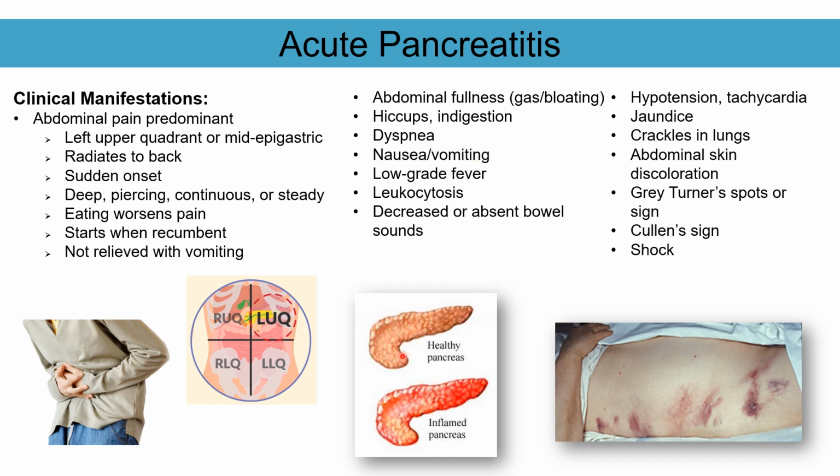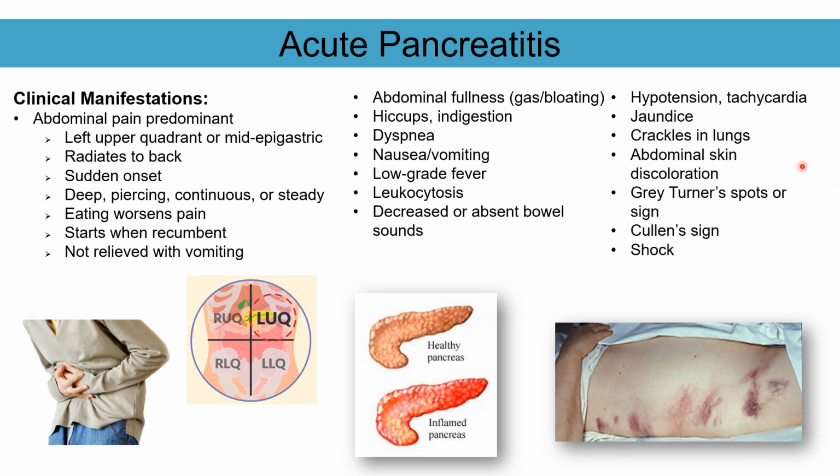The pancreas is kind of interesting. When these enzymes inflame the pancreas, sometimes it starts to inflame the liver, and then the lungs will get involved. So it kind of spreads around. Sometimes you'll have respiratory signs and symptoms too. These patients may have decreased or absent bowel sounds, hypotension, jaundice, crackles in lungs. They can develop Gray-Turner spots or Gray-Turner sign. Sometimes this is caused by hemorrhaging, but sometimes the enzymes can cause weird things to happen in the body.